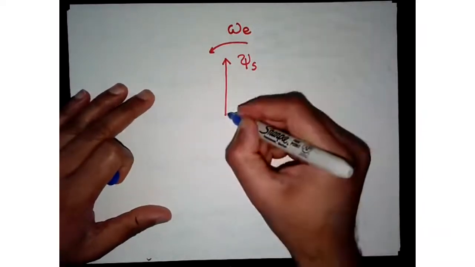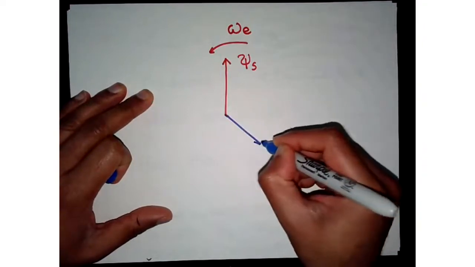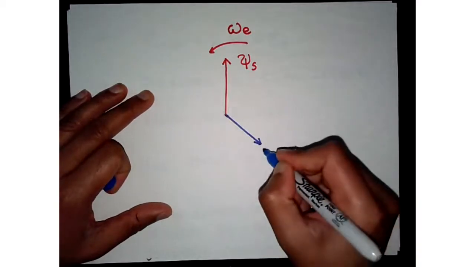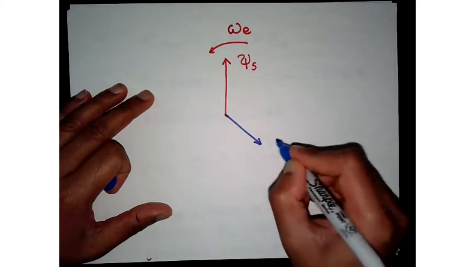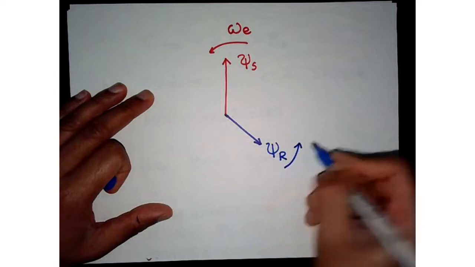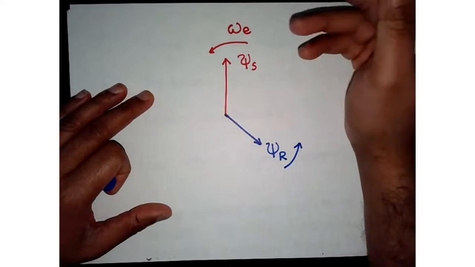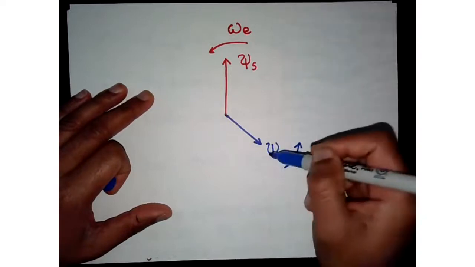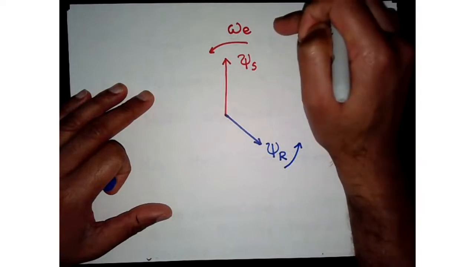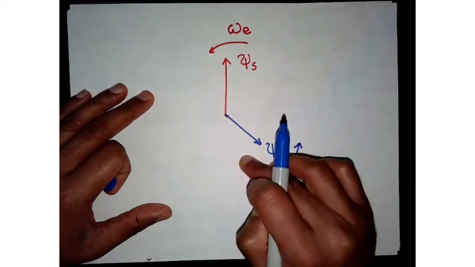Now the field that is induced on the rotor due to the stator field, let's say this vector is like this, but what is the speed of this vector? The electrical frequency of this rotor field, is it going to be the same as the stator field? No, because remember we said that the induced rotor field is based on the speed difference between the electrical frequency or the synchronous speed and the rotor speed.